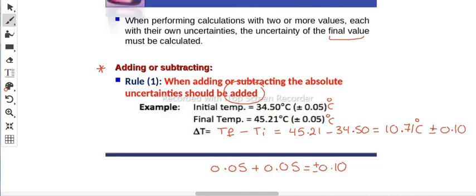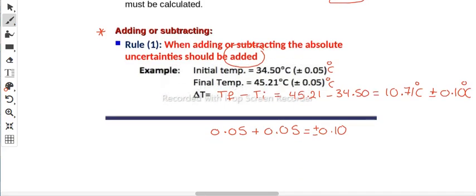and should be given beside your final answer inside your lab reports. So from here, you should keep in mind, anytime you are adding or subtracting any two values and you have an uncertainty for each value presented inside your lab, you need to add both uncertainties together. You can further calculate the percentage uncertainty for the delta T.